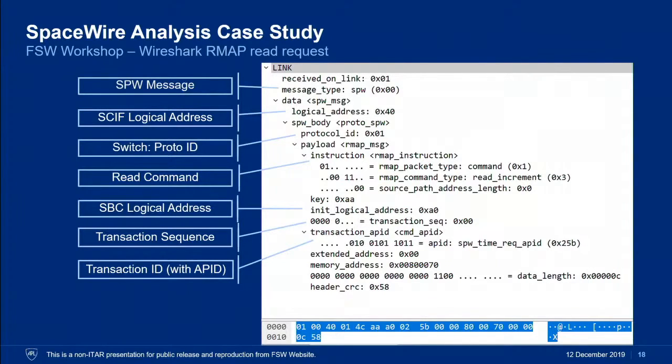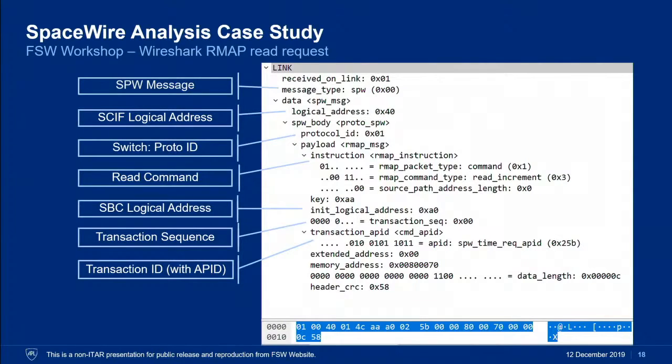So the first thing you see is Spacewire. That indicates it is a Spacewire message. And then the SCIF logical address follows that, which has been defined in the Kaitai infrastructure, so that's why Wireshark knows that that's the SCIF logical address. And then there's that protocol ID that we mentioned, which identifies this as an RMAP message. So the rest of this is dissected as an RMAP message, which was another imported KSY definition. So the read command is broken out next.